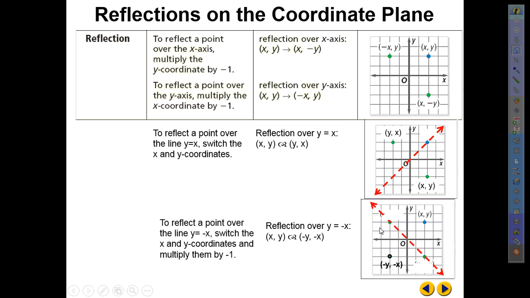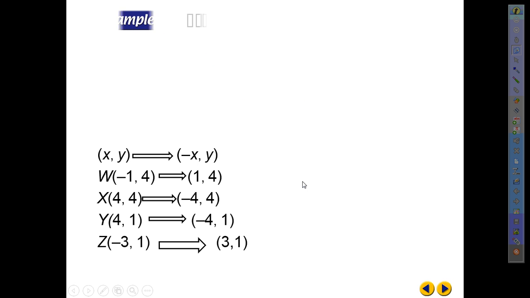If it's the same line but going down, it's y equals negative x. The rule is that I switch them and I have to change their signs. So I'm going to switch x and y, but I'm also going to make x and y the opposite sign. So these are 4 rules for how we change the points to do reflections over the coordinate plane. Let's put them into action.